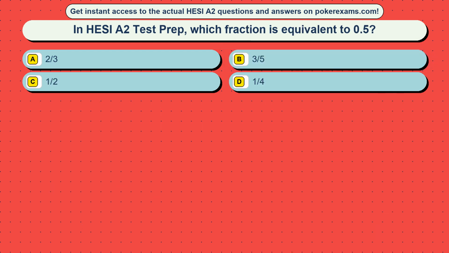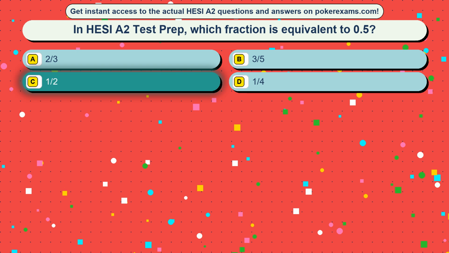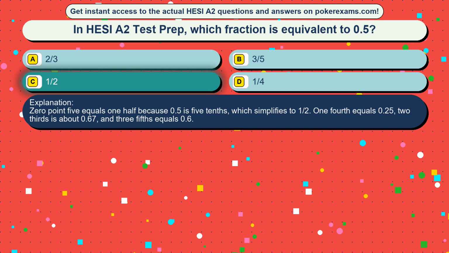Question 3. In HESI A2 Test Prep, which fraction is equivalent to 0.5? Option A, 2/3. Option B, 3/5. Option C, the half. Option D, the quarter. The correct answer is option C, a half. 0.5 equals 1/2 because 0.5 is 5/10, which simplifies to a half. 1/4 equals 0.25, 2/3 is about 0.67, and 3/5 equals 0.6.